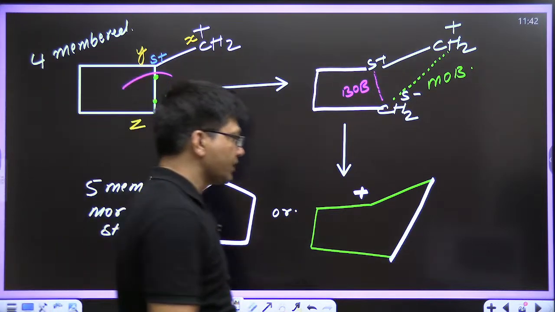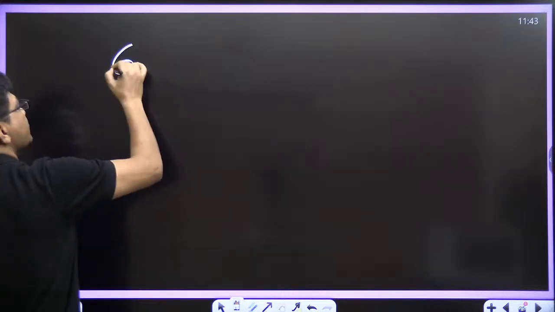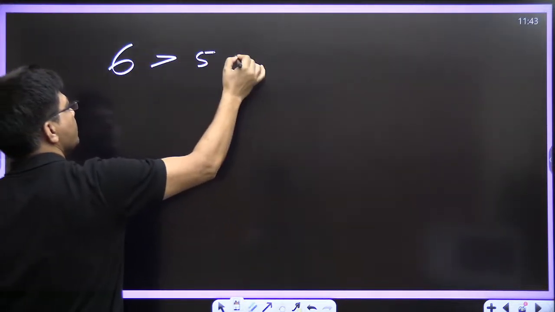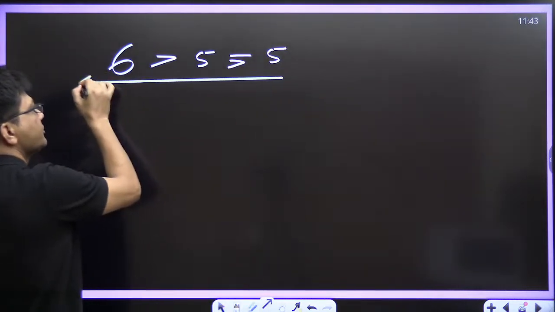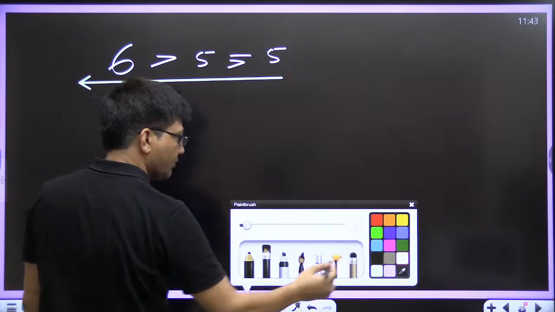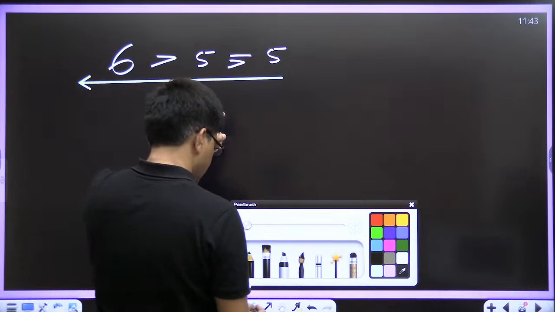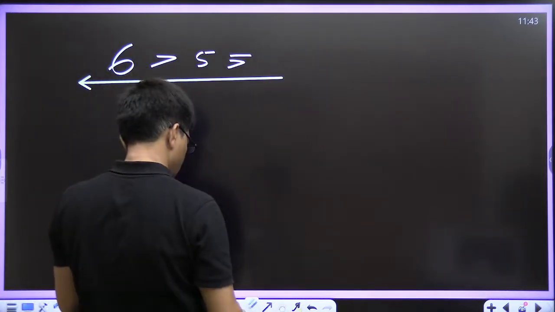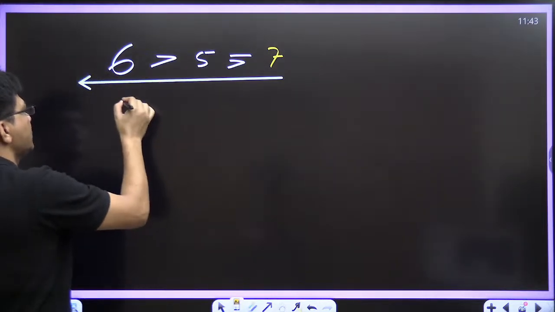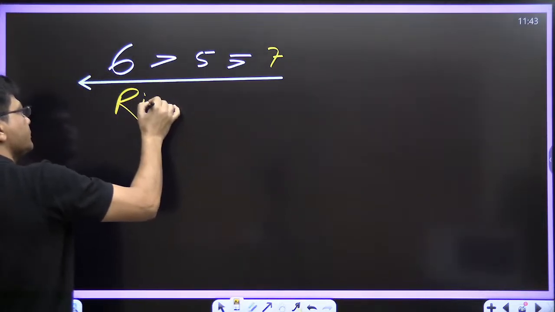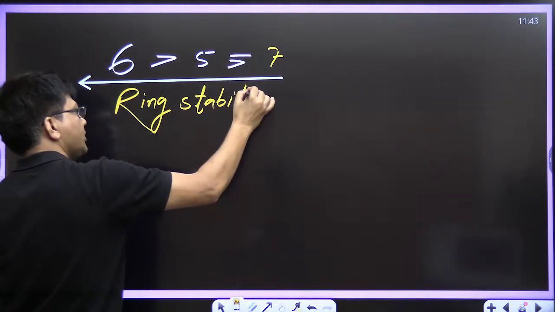Now see kids, what is the stability of ring? Always remember that without any functional group, the 6-membered ring is more stable than the 5-membered ring, than the 7-membered ring. These are the stabilities of the rings. You have to keep this in mind when you are solving any question. You should have the ring stability order in your brain to solve any question.